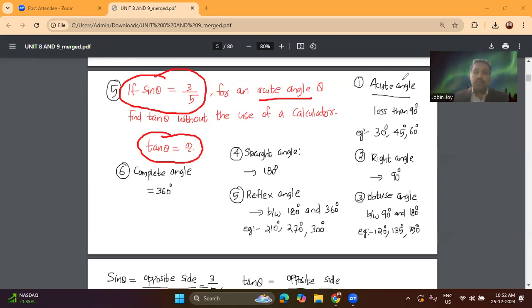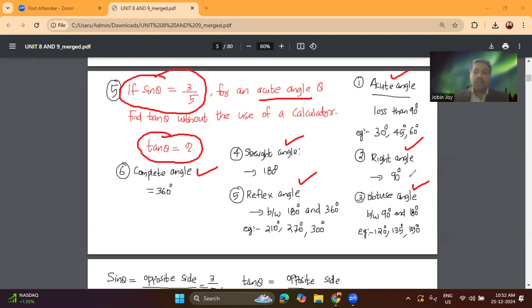We know that the different types of angles are acute angle, right angle, obtuse angle, straight angle, reflex angle, and complete angle. What is acute angle? Acute angle means the angle less than 90 degree. For example, 30 degree, 45 degree, 60 degree are called acute angles.